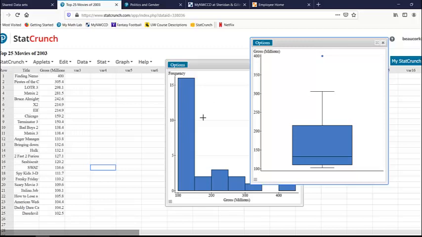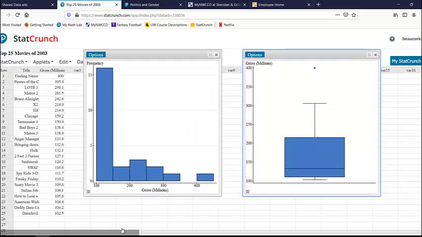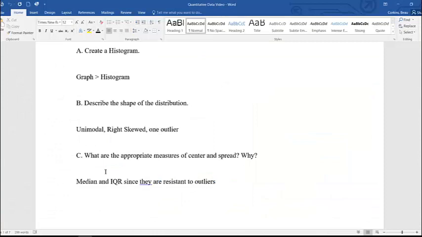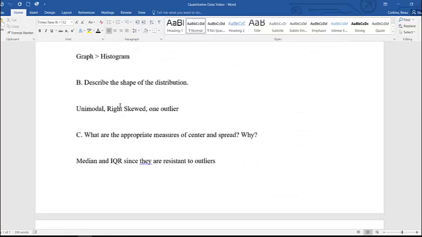And that's it. There's only two graphs to all of quantitative graphing. The big part of quantitative graphing is then the analysis of these graphs. So the graphs are simple to make, but what they mean is usually what we're interested in. So from the histogram, you identify the shape. Unimodal, right skewed with one outlier. Then based on that, you identify the center and spread.